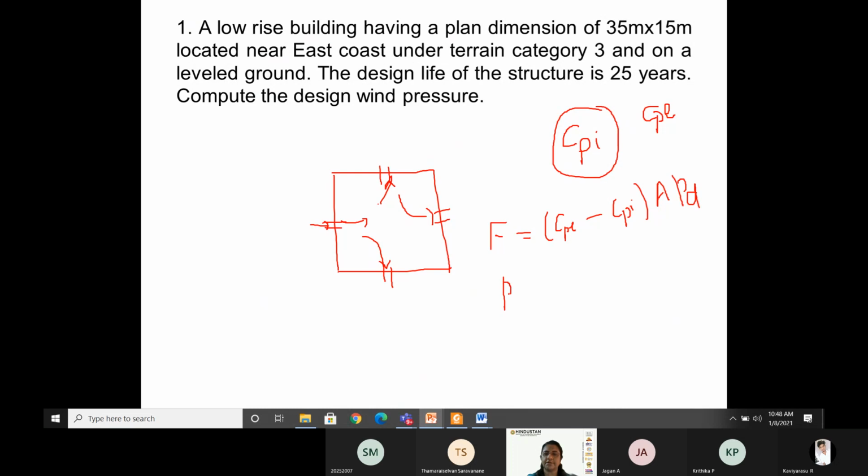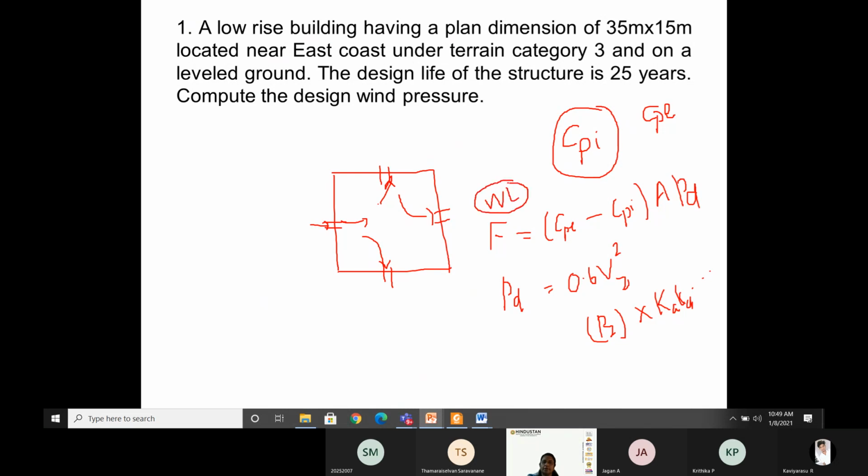Design wind pressure is nothing but 0.6 Vz square. This is your Pz, the wind pressure, multiplied by some factors that were given, Ka, Kd, etc. This is how we calculate the Pd value. This is what is called the wind load.